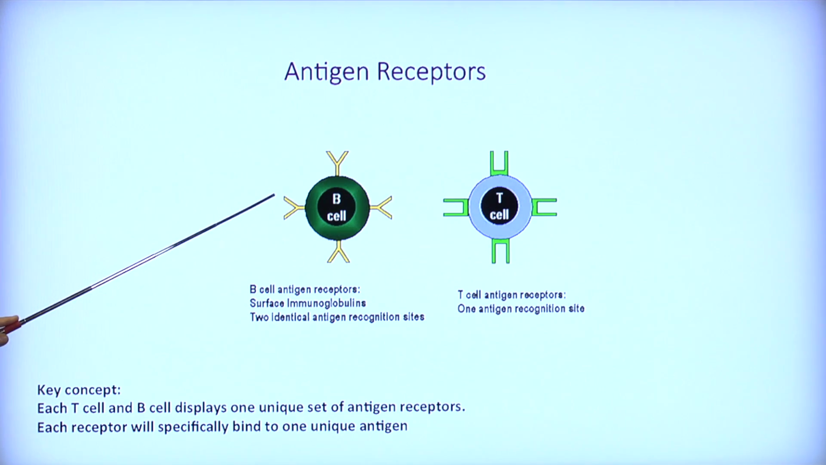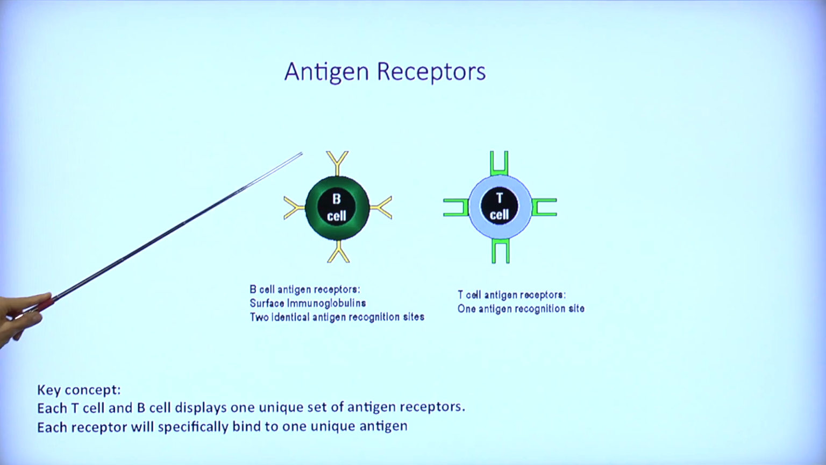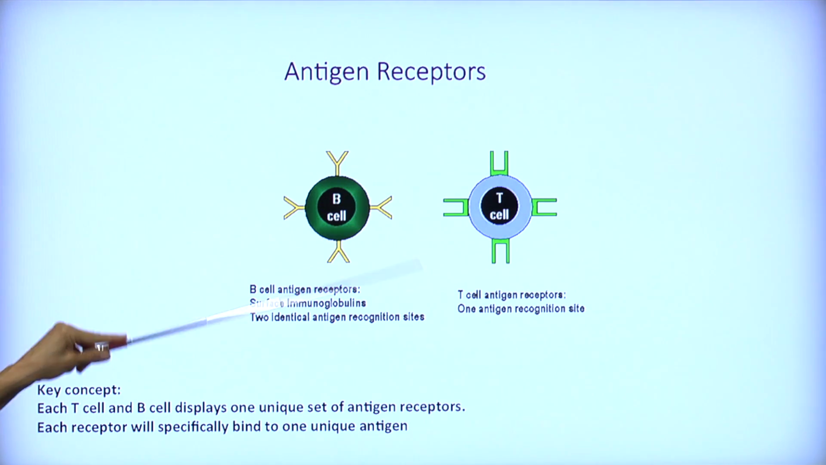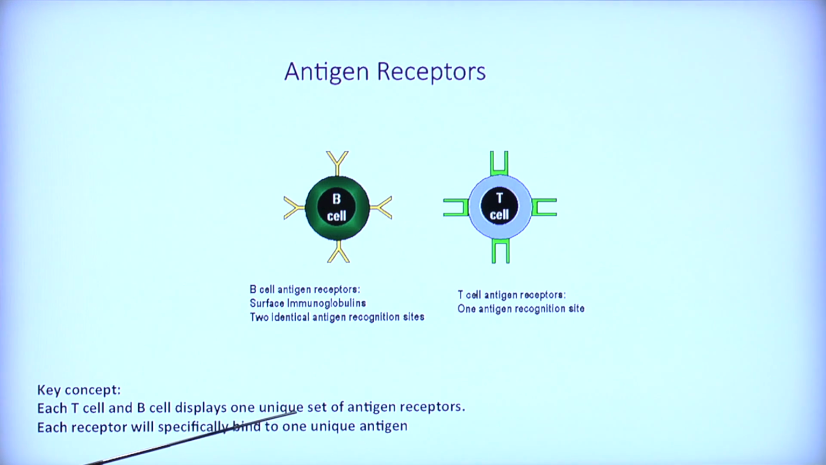Again, there's going to be one shape here. This is where the tip of the receptor is, and this B cell can only recognize one antigen which has the shape over here. So an important thing to remember, each B and T cell has one unique set of antigen receptors, and accordingly they can only recognize one unique antigen which has the complementary shape.